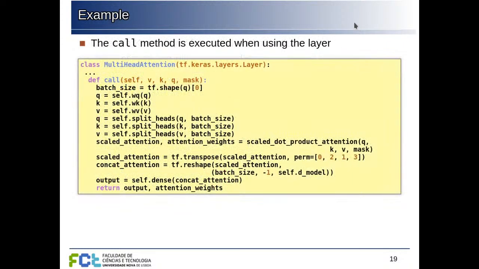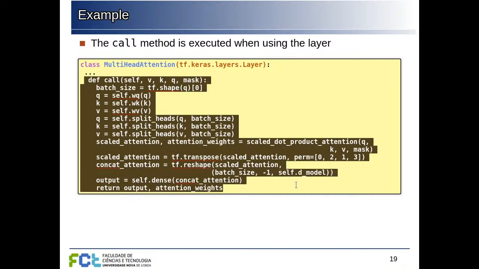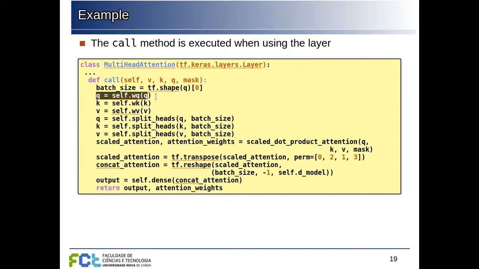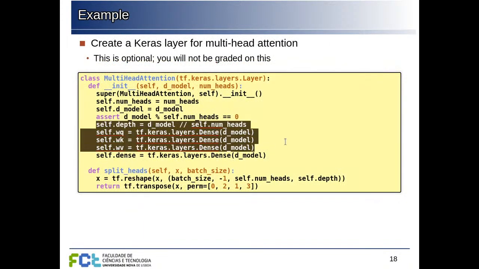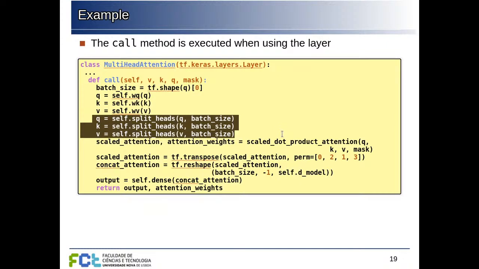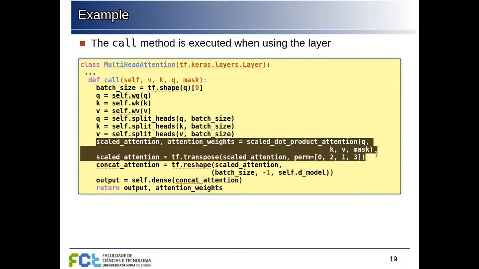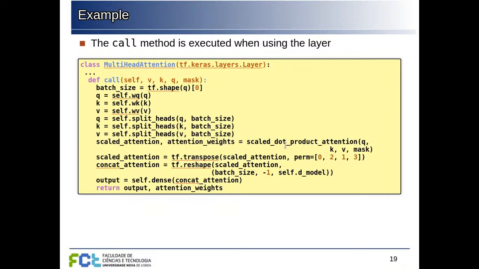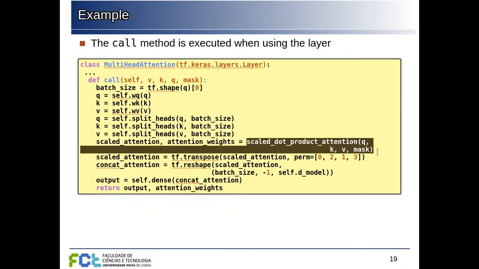And now we also need to create this call method. This is what is called when the layer is actually used for a computation. So we're going to pass the inputs through the dense layers that we created here, the dense layers for the different inputs. These are linear outputs on these layers. Then we're going to split into the different heads, and we're going to do this dot product for the different heads. So this does the scaled dot product for the different heads in one operation.